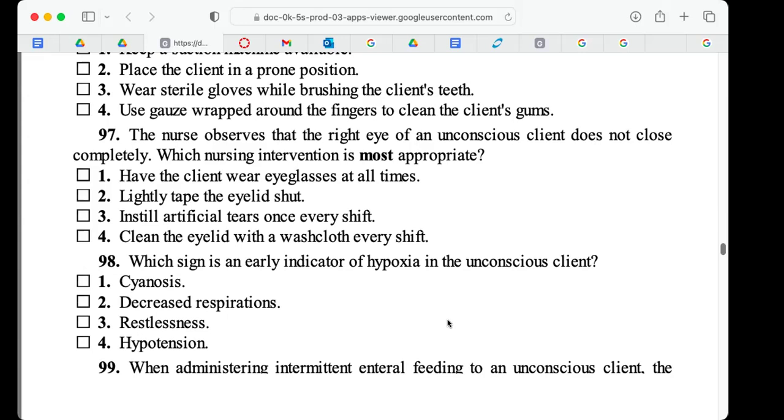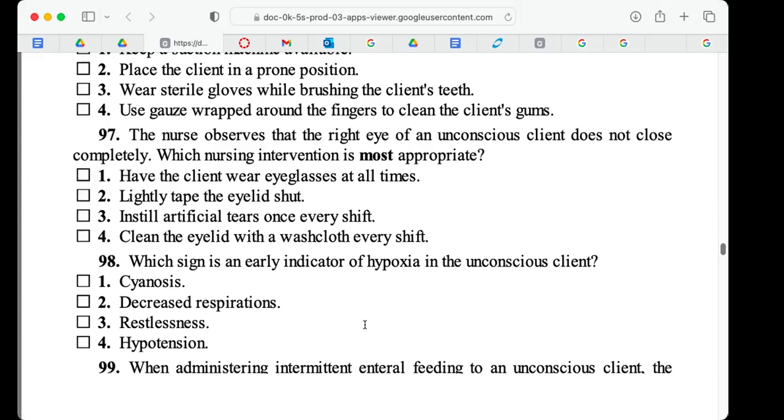Why didn't you choose one? Because of perfusion issue. What's the key word in the question? You're talking about 98? Yeah. What's the key word? Hypoxia. Hypoxia, there is no oxygen. Well, what else? Early indicator. Very good.